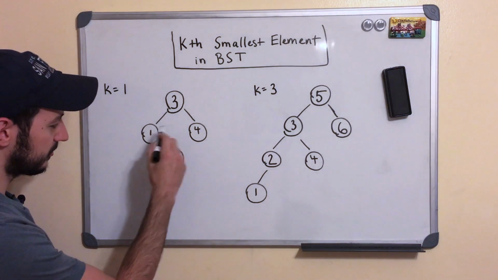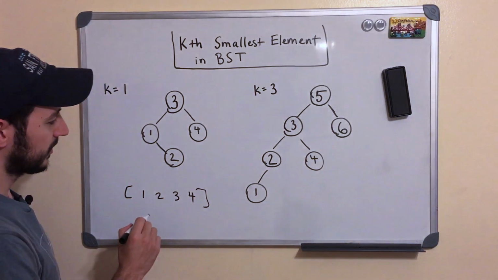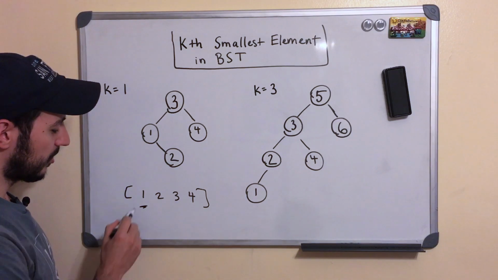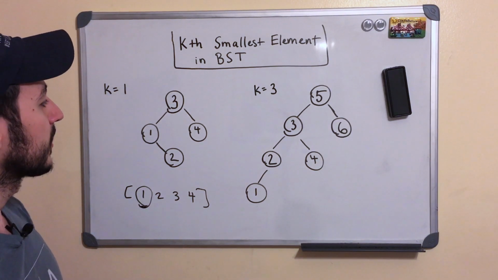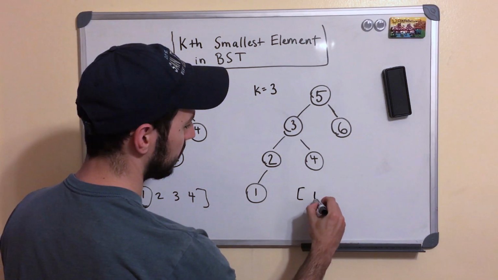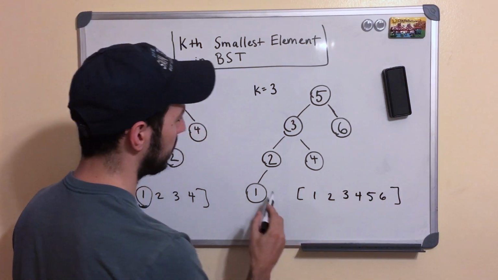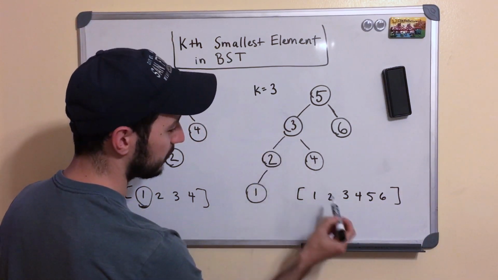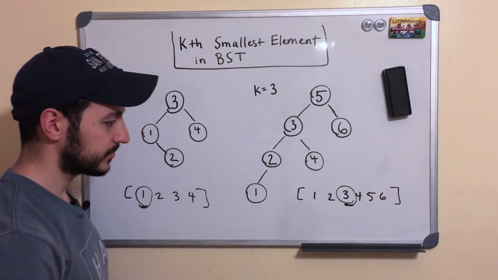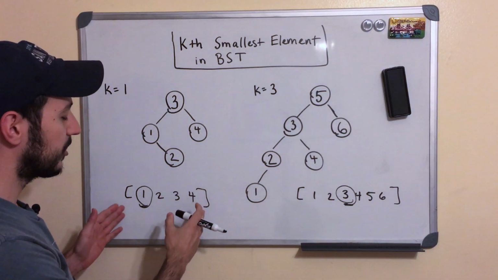If we look at this tree and we just take the sorted order of this tree, we can see that the first smallest element in the tree is going to be 1, so that's going to be our answer. And if we do the same thing for our k equals to 3 tree here, if we just write out the sorted order of this tree, we can see that the kth smallest for this, where k is equal to 3, is this value 3 here.